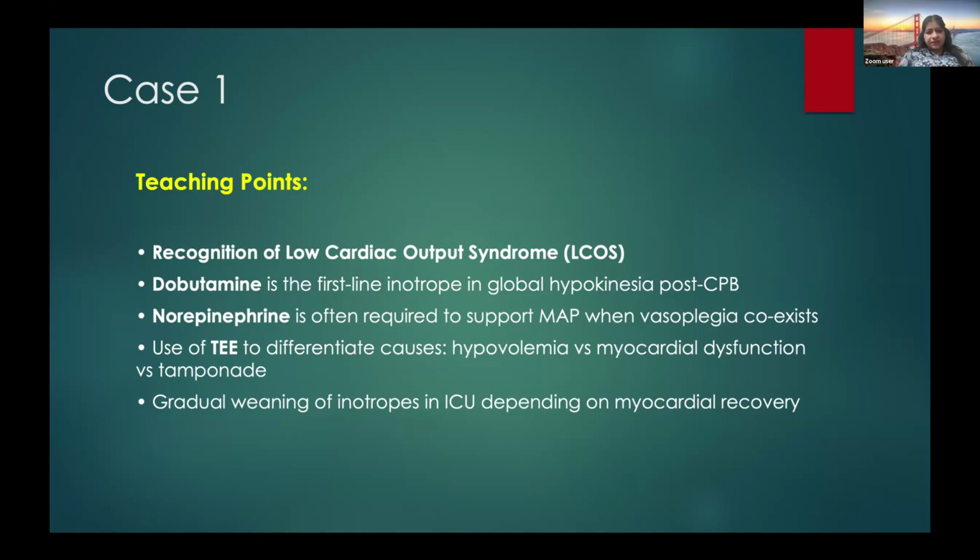And use of TEE. Why was the TEE so useful? Because we can differentiate between hypovolemia, myocardial dysfunction, and cardiac tamponade. So TEE is very useful in these conditions to rule out whether any hypovolemia is present or not, and any myocardial dysfunction is present or not. And gradual weaning of the inotropes post ICU after the patient has recovered and been extubated, depending on the myocardial recovery, was very smooth and the patient was extubated.